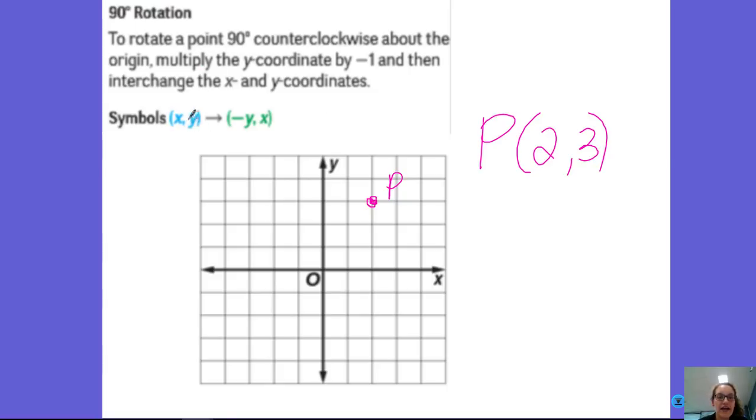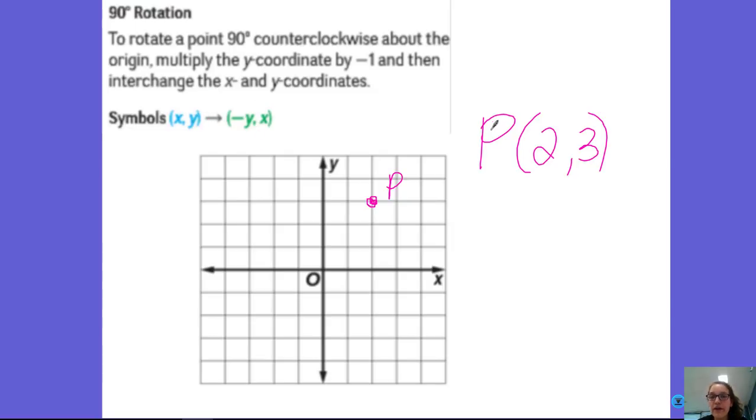The rule for taking a point and rotating it 90 degrees counterclockwise: we are going to take the y coordinate, multiply it by -1, aka change the sign. If it's positive, it becomes negative. If it's negative, it becomes positive. And then with that changed y coordinate, we're going to interchange them. We're going to switch them. So change the sign of the y, and then send it to the front. Multiply by -1, and then it becomes the x coordinate, and your x coordinate becomes your y coordinate.